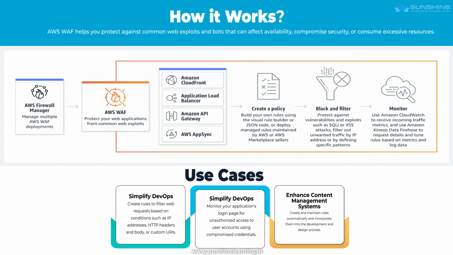Some of the use cases you can look into: it helps you to filter web traffic, prevent account takeover fraud, and administer AWS WAF with the APIs. You can create and maintain rules automatically and incorporate them into the development and design process. So WAF can be managed from external APIs as well. You can create the rules directly from the external APIs that will be implemented on the WAF.